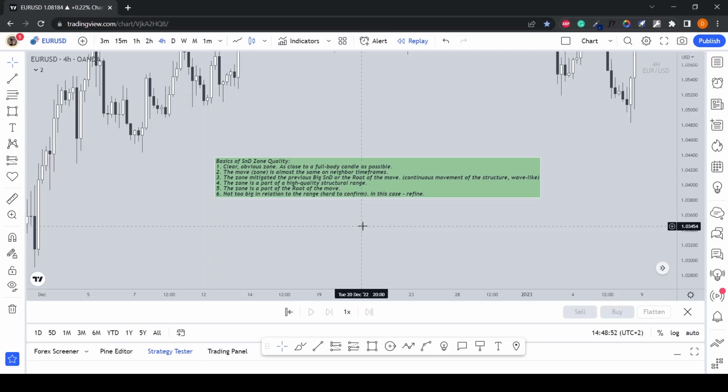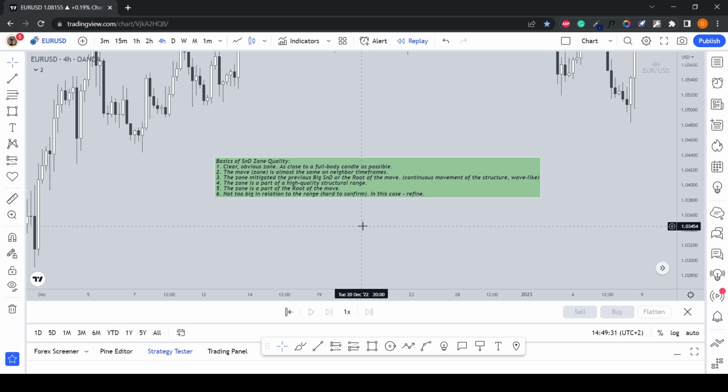Hey everyone, and in today's lesson we will discuss a very important topic about SnD zones quality. It's the continuation of the lesson we discussed about structure, so now you can begin to understand. So you are not only having structural ranges quality but also SnD quality, and if you can find high quality structural range plus high quality SnD zone, then it means your overall setup probability is higher and you can use it all to your advantage.